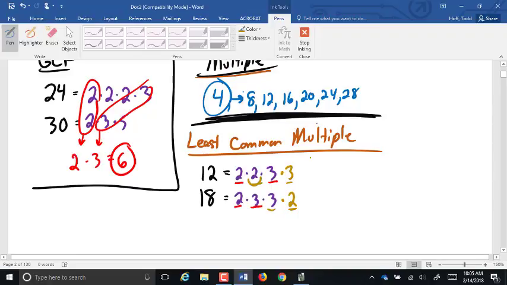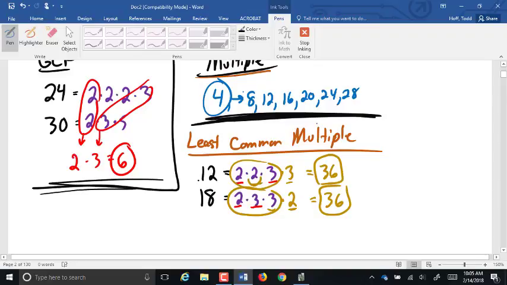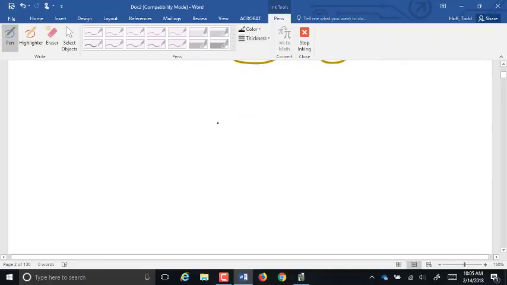Now they both have all of the same common factors, which means they'll be the same. So this is 12 times 3, which is 36. This is 18 times 2, which is 36. 36 is the least common multiple of 12 and 18. Now that is something we'll look at more as we go on. For right now, the greatest common factor is kind of our most important concept.